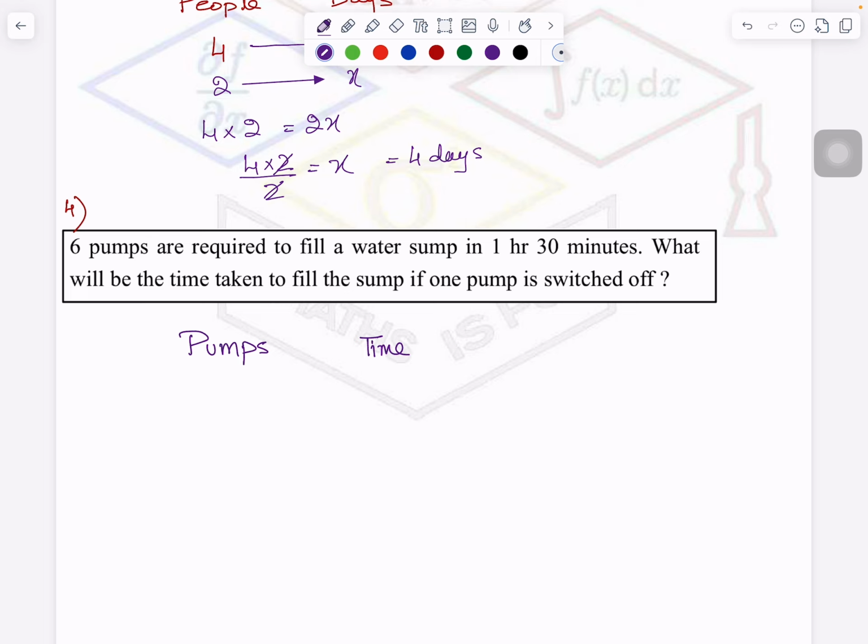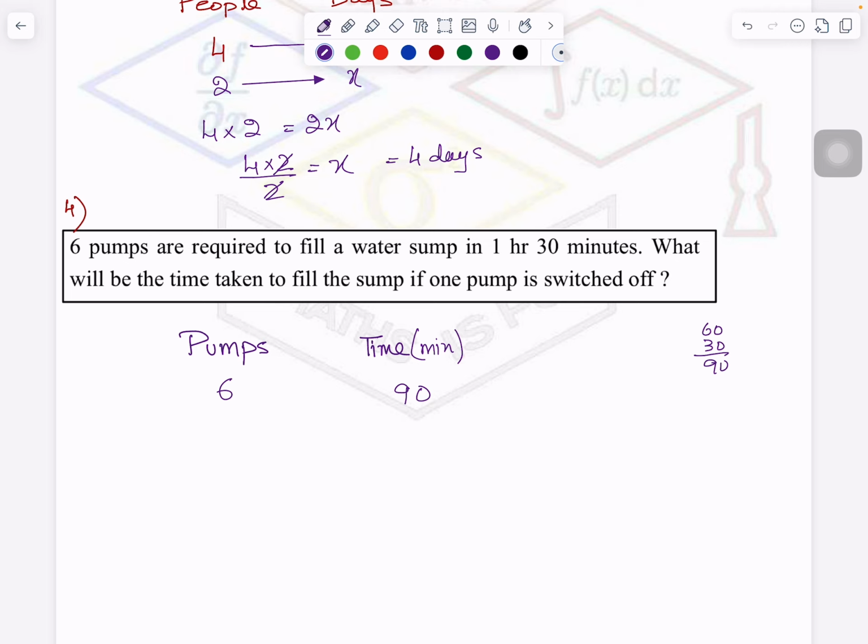6 pumps are required to fill a water sump in 1 hour 30 minutes. Now here please be careful. If you want to ignore decimals, then change the time into minutes. 1 hour is 60 minutes and 30 minutes, so 60 plus 30 is 90. So you can use the time in minutes and write here 90. So in 90 minutes, 6 pumps are filling the sump.